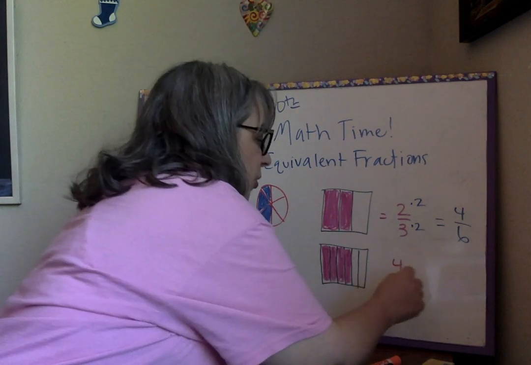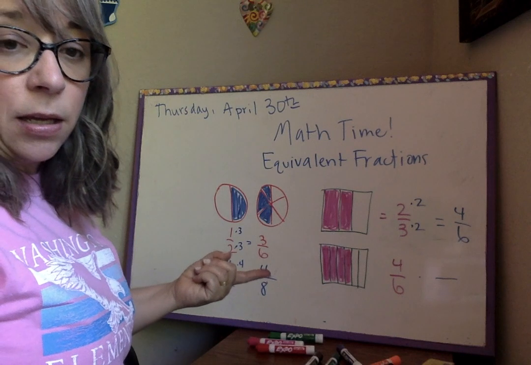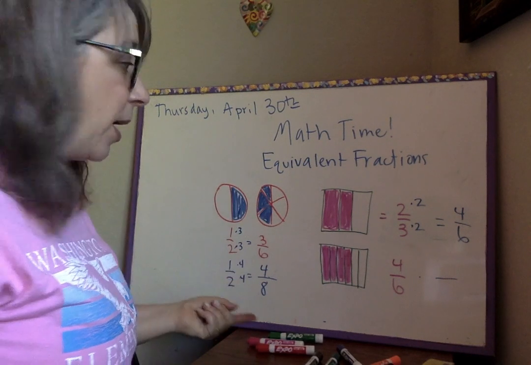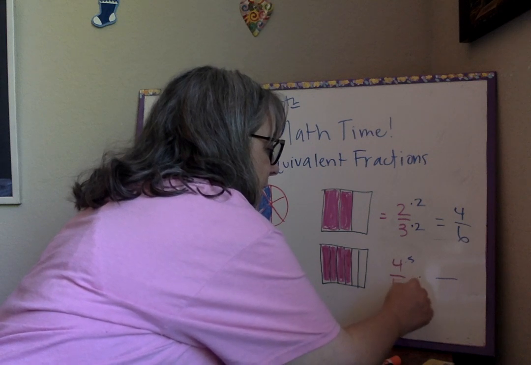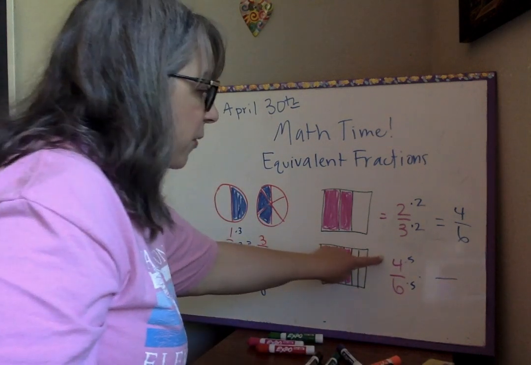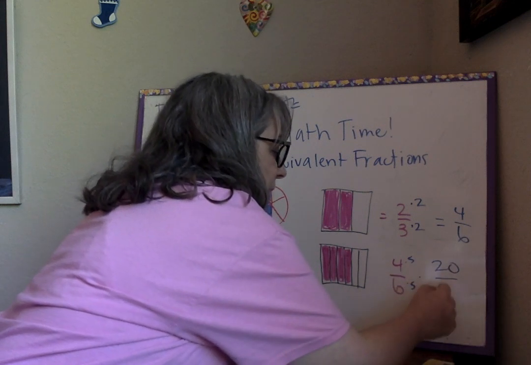Let's make an equivalent fraction for 4/6. Again, it just needs to be something that you multiply from the top to the bottom. It could be anything. It could be 5. So times 5, times 5. So 4 times 5 is 20, and 6 times 5 is 30.